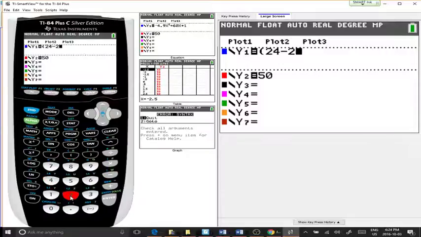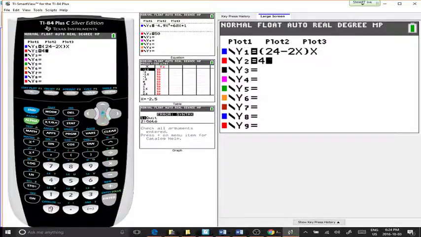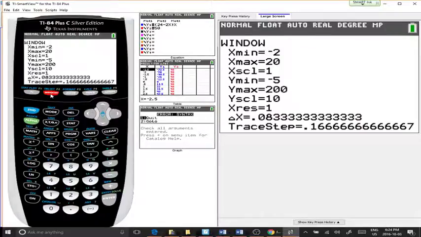24 minus 2x times x equals 40. If I go to my window here, I'm probably going to go, x has to be positive. There's no such thing as negative width. So we can go from -2 to probably no more than like 24 for sure. Go up to 30 though, really doesn't matter.